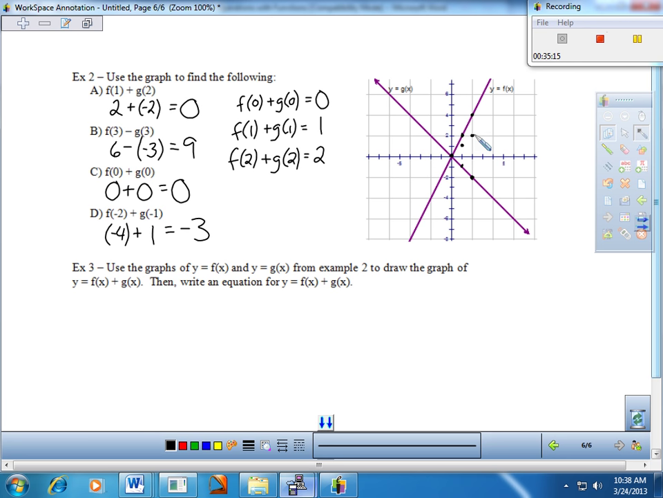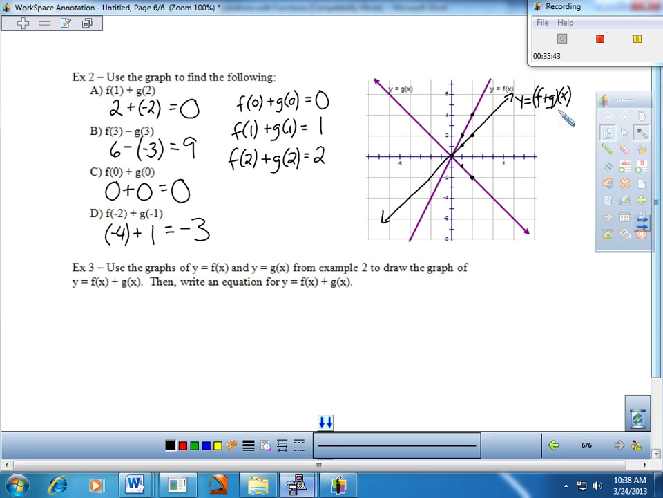Could I continue to do this? f of 3, f of 4, f of anything, all the way through? Absolutely. And would you get a line that probably looks something like this right here? You bet. And long story short, there is y equals f of x plus g of x.